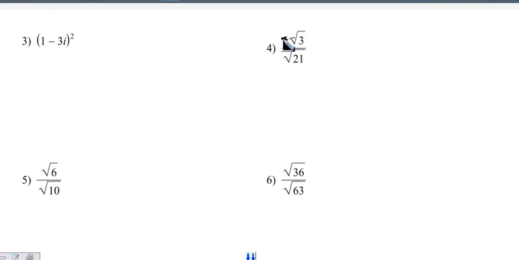In number 4, I'm going to look at these outside numbers, 5 and 1. Do they have anything in common? Can I reduce them? No. Then I go to the inside numbers. Remember, these are called the radicands. Do these numbers have anything in common, or are they perfect squares? Well, they're not perfect squares, but they are both divisible by 3. So I'm going to do that. 3 divides into 3 one time. 3 divides into 21 7 times.